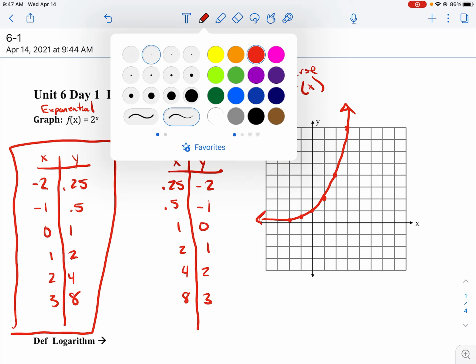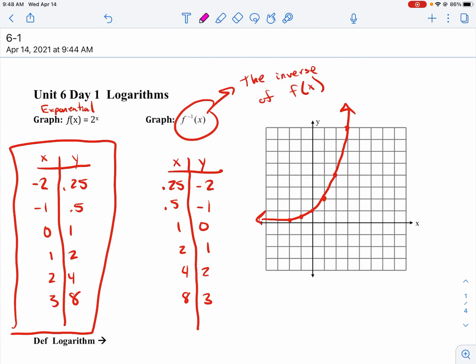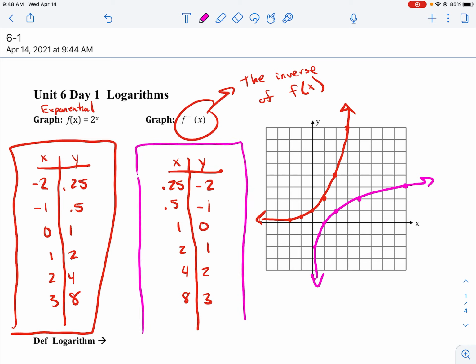Okay, and now let's graph this guy. I'm going to pick out a different color. I'm going hot pink. All right, so 0.25, we're at -2. At 0.5, we're at -1. At 1, we're at 0. 2, we're at 1. 4, we're at 2. And 8, we're at 3. And again, there's our graph of the inverse of f of x.